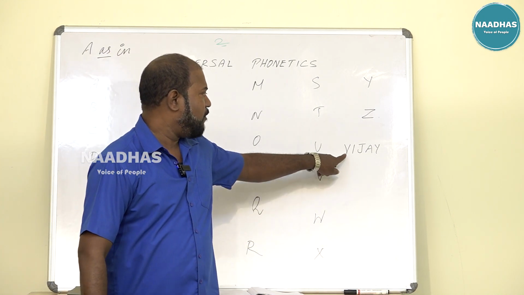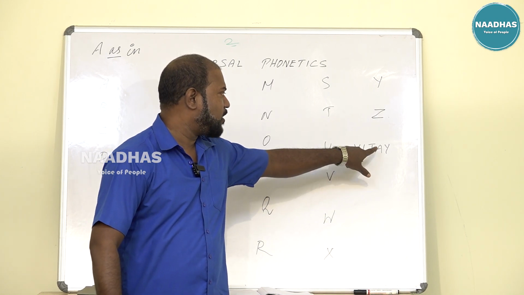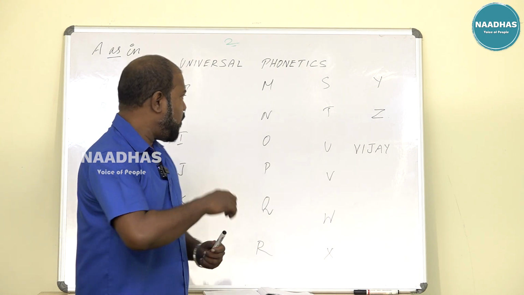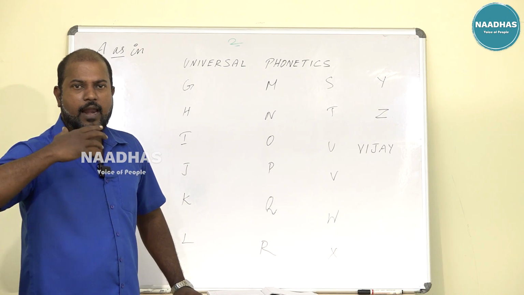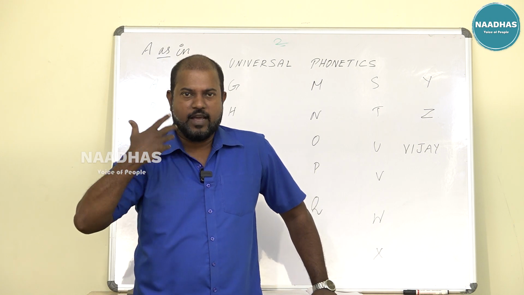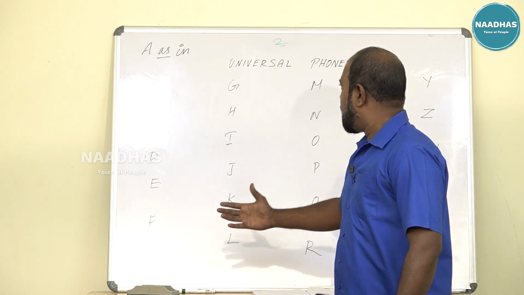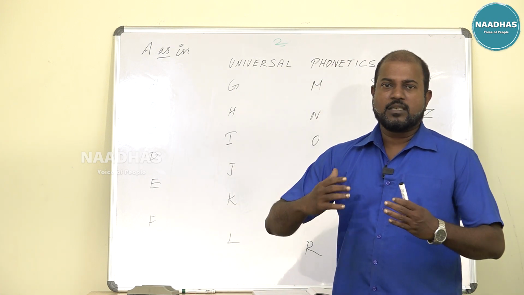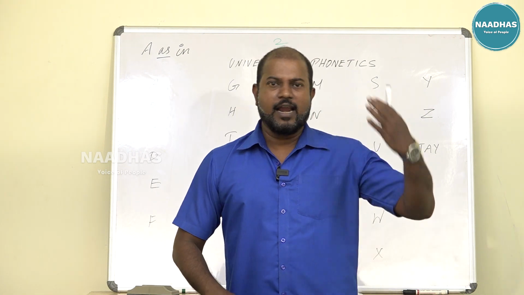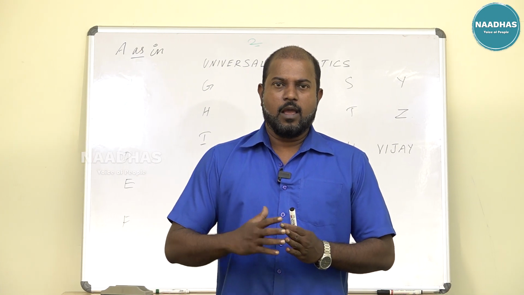Instead of telling just V-I-J-A-Y, it should be like Victor, India, Juliet, Alpha, Yankee. Right? So this universal phonetics is being used to avoid any or all confusions through the phone or even while speaking in live or direct conversations. Fine. So please do practice with this universal phonetics, and you can start using these phonetics to speak with any American, British, or any native English speakers. So it would be more clear for you, and also very useful for you.